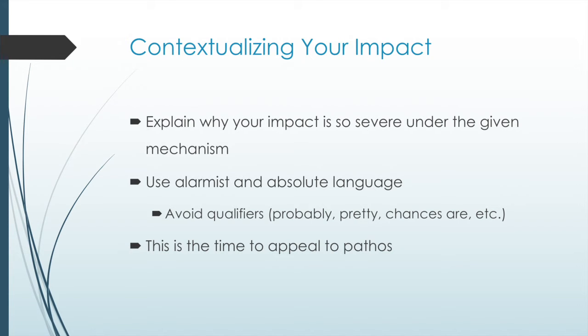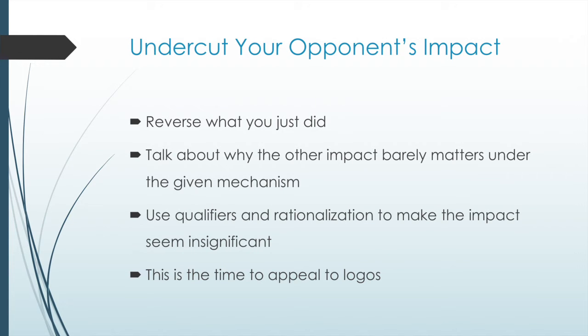So the next step in the explanation part is to undercut your opponent's impact. So basically this is just doing the opposite of what you just did for your own impact. So now you're going to be talking about why the mechanism you picked proves that the other impact barely matters at all. You're going to be talking about why probability totally destroys the idea that nuclear war is important. And this is where you're going to want to use things like qualifiers and rationalization. You're going to be wanting to over-rely on these qualifiers and these more reasonable thinking as opposed to this worst case scenario thinking you're doing for your own impact.